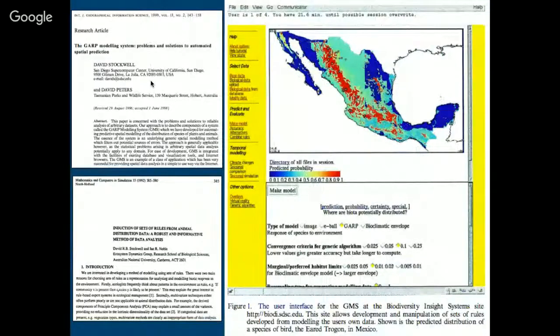Now, a big step forward in complexity, but also relatively early, developed in the late 1980s, I believe, was this idea of GARP. GARP has had a couple different names, both published by its creator, David Stockwell, but genetic algorithm for rule set prediction or rule set production. I certainly benefited from the existence of GARP for many years. I used this algorithm quite a bit.